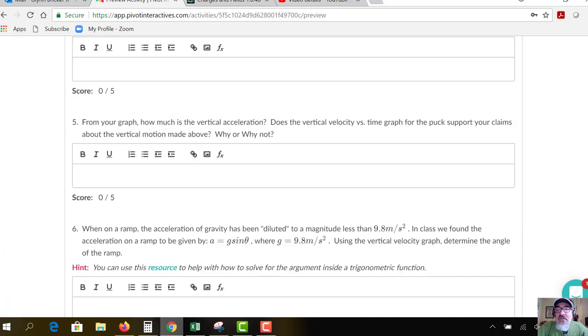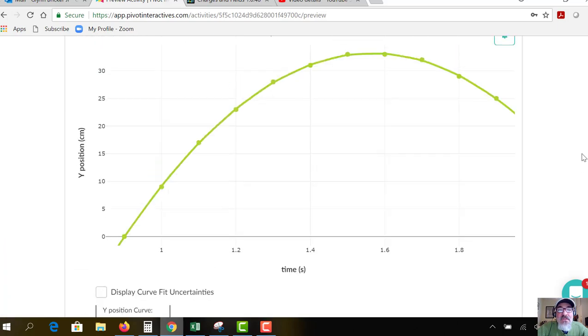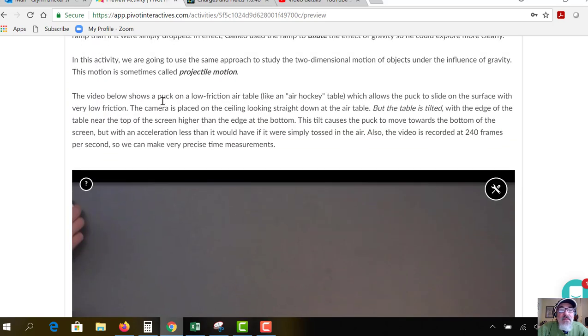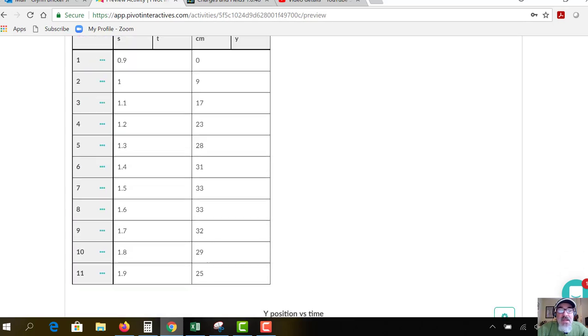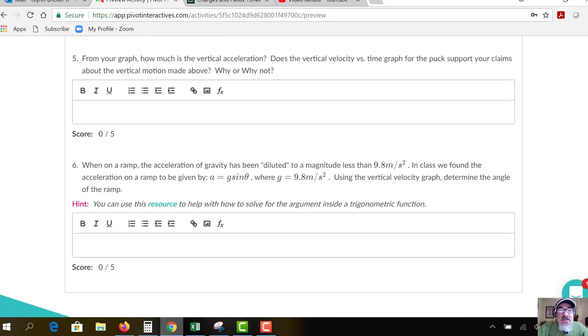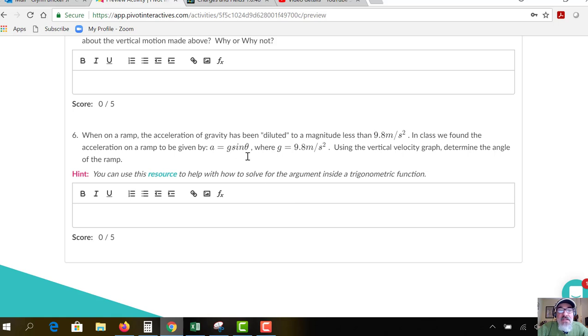So remember the way that this is actually made, the board is tilted, and you're looking down on this experiment. So if you're not clear about that, go back to the description of the experiment way up here. So the video shows slow motion, low friction air table, which allows the puck to slide on the surface with very low friction. The camera is placed on the ceiling looking straight down, but the table is tilted. So this is not a free fall situation. You only have some part of gravity. So from class, on a ramp, you saw that the acceleration is g sine theta.